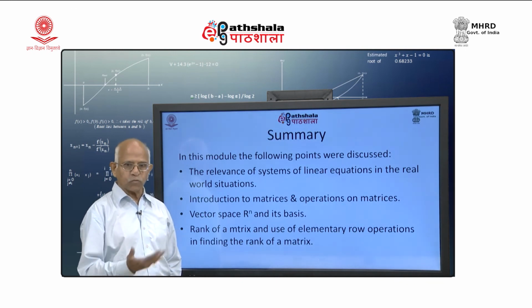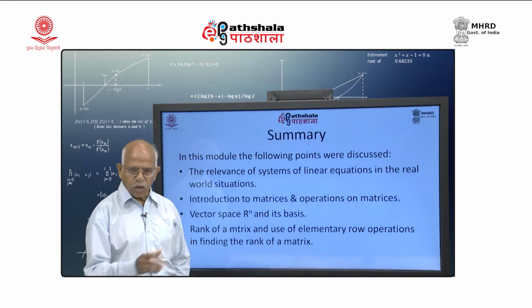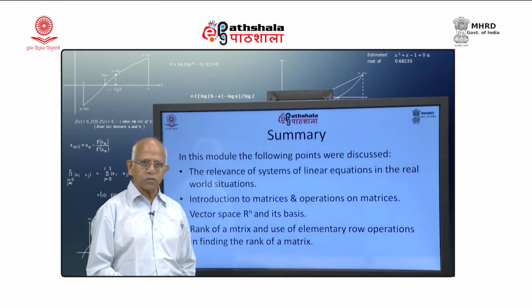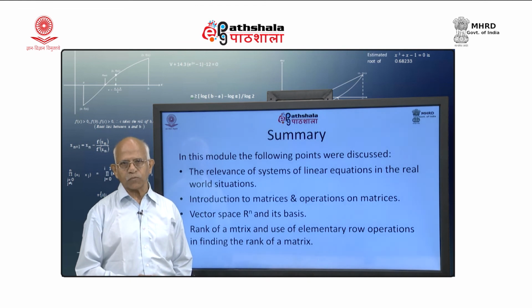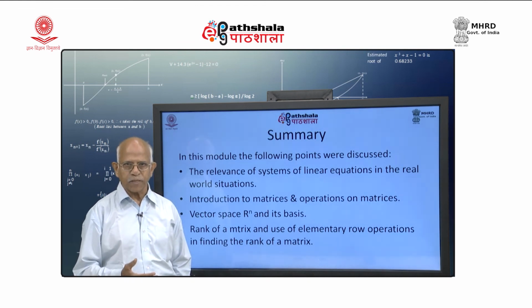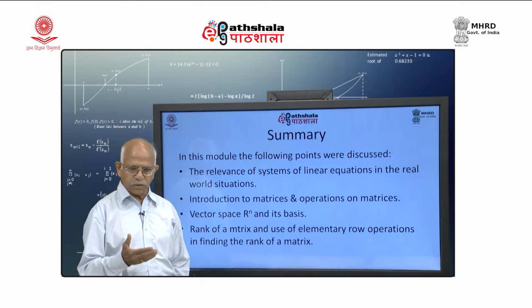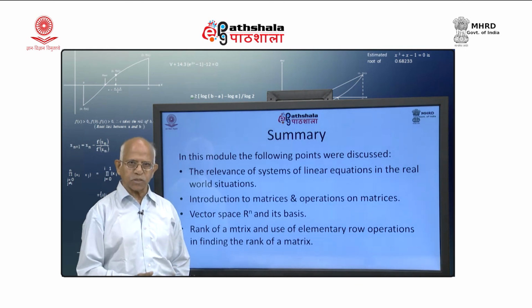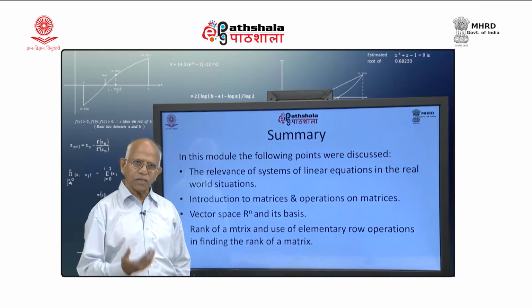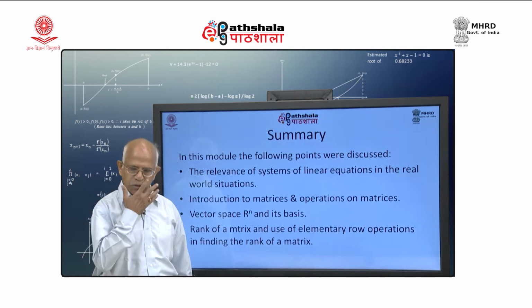In the next module, we will discuss how these concepts are used in finding solutions of systems of linear equations. We will be talking about the existence and uniqueness results regarding solutions of systems of linear equations and the methods for finding such solutions.